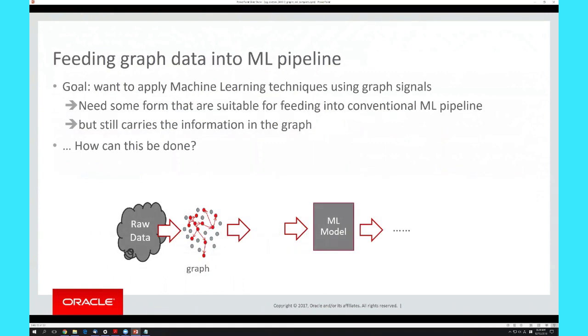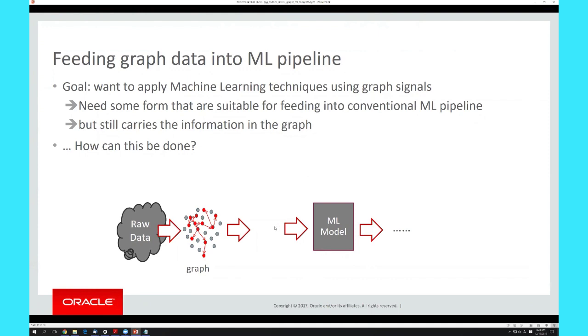So what's the problem here? To repeat myself, what is the goal here? We want to apply machine learning techniques. Still, we want to make use of the graph signal, basically the interconnection between data entities that you materialize as edges. I want to capture them and feed them into a machine learning model so that this model can make use of this information.